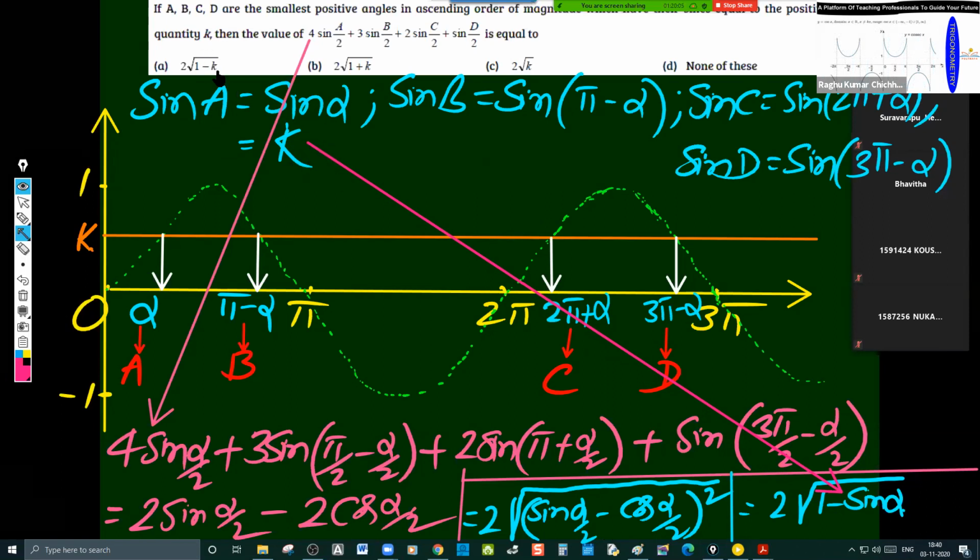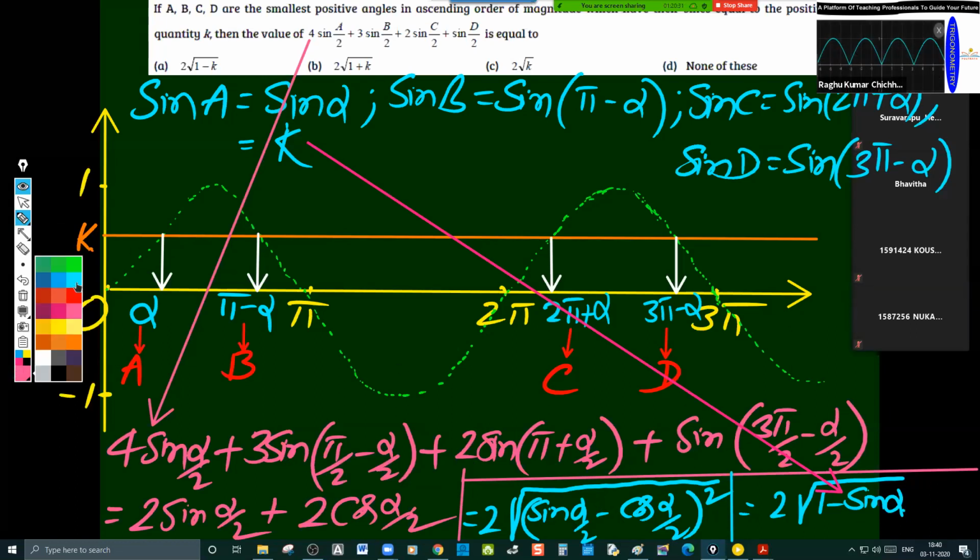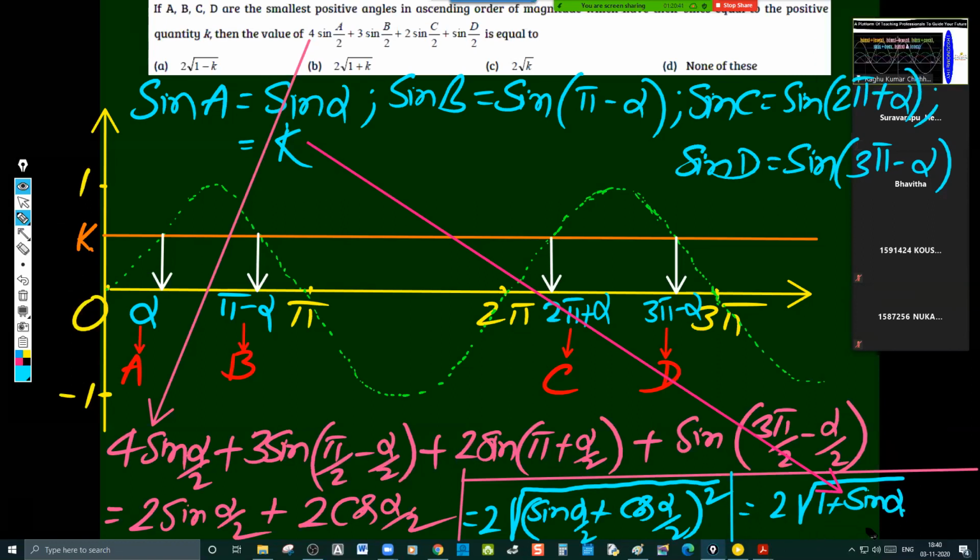You're not responding. Just a second. Yes, sir. Sir, can you repeat what you just said? Just a moment. We wrote the sign wrong here. This is plus. That means you are not paying attention, Bhavi. This is plus 2 cos alpha by 2, minus cos alpha plus 2 cos alpha by 2. That becomes plus, and thereby this becomes plus. What is it I'm saying? Do you understand this step, Maurya? You tell me: 2 root 1 plus sine alpha. Yes, sir.